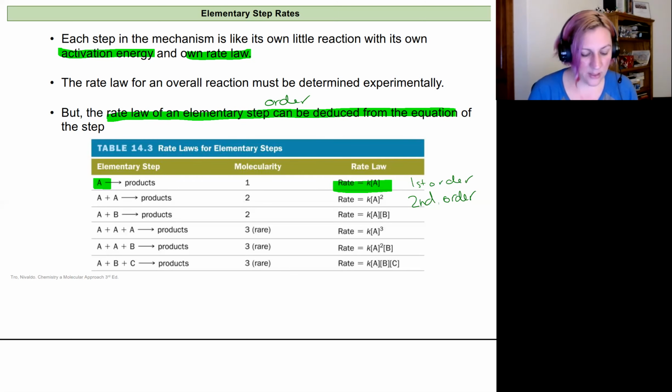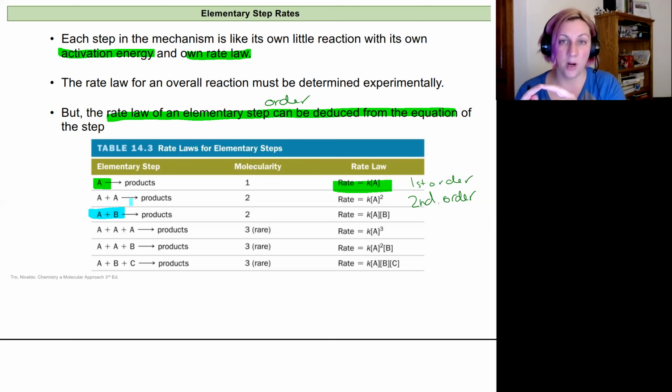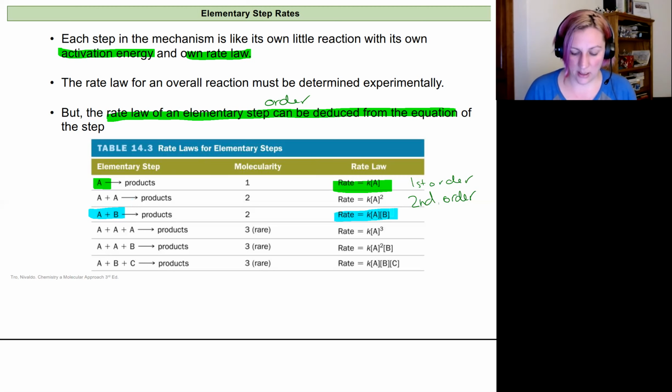And it might be that we actually have two different things that add together and collide that form products. And then we would have a first order dependence on both of those concentrations with an overall order of 2 for that elementary step right here.